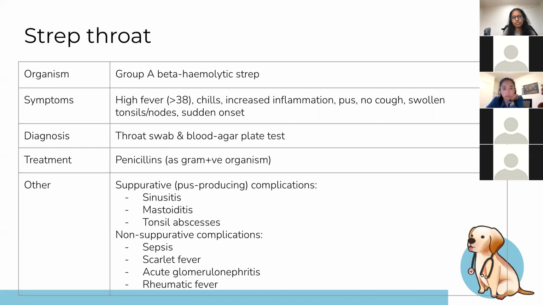In general, strep throat is just a bacterial infection of the throat area, usually by your group A beta hemolytic strep bacteria, or you might have heard it as GAS bacteria.